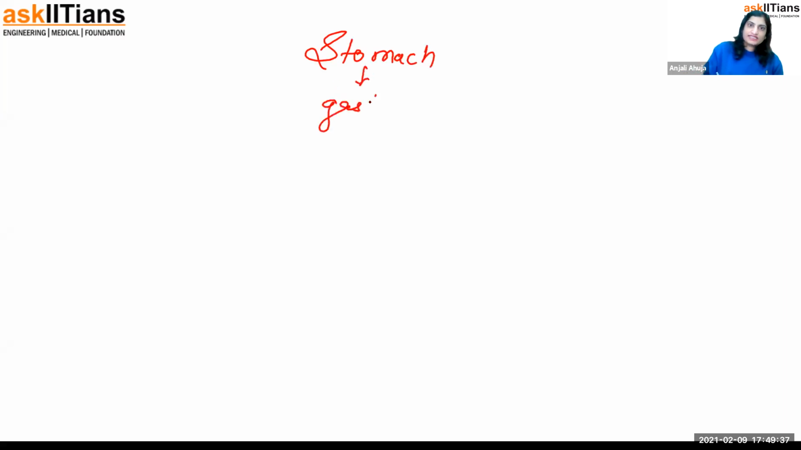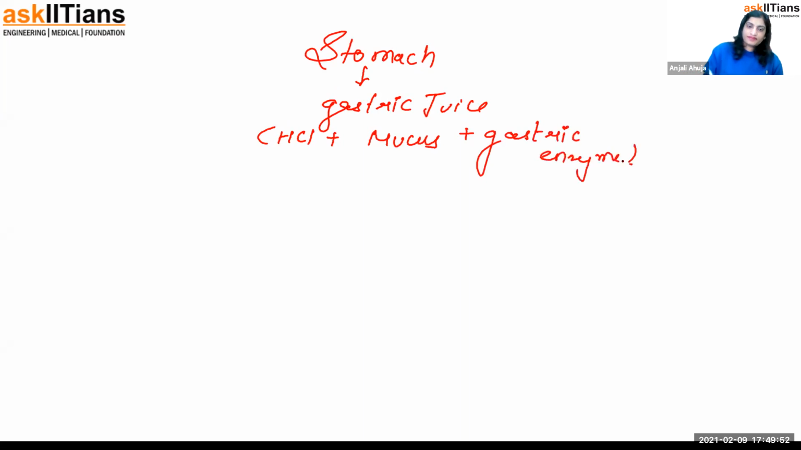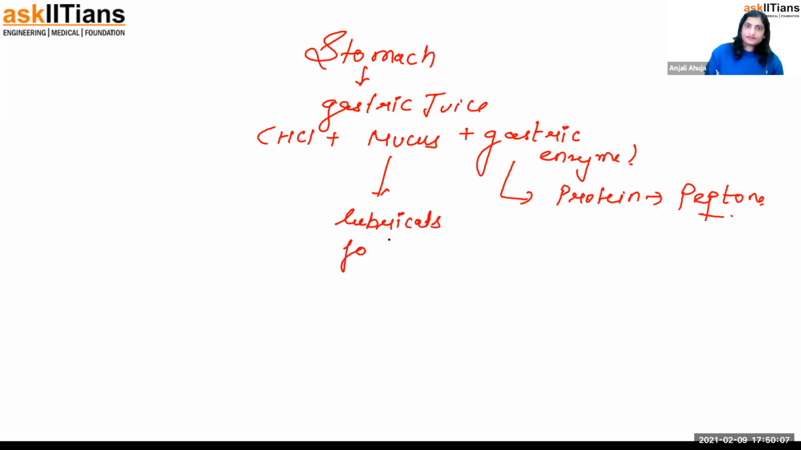The stomach releases gastric juice. Gastric juice includes HCl, mucus, and gastric enzyme. The gastric enzyme converts protein into smaller proteins, meaning peptones. Mucus helps in lubricating food, and also it protects the inner lining of the stomach.